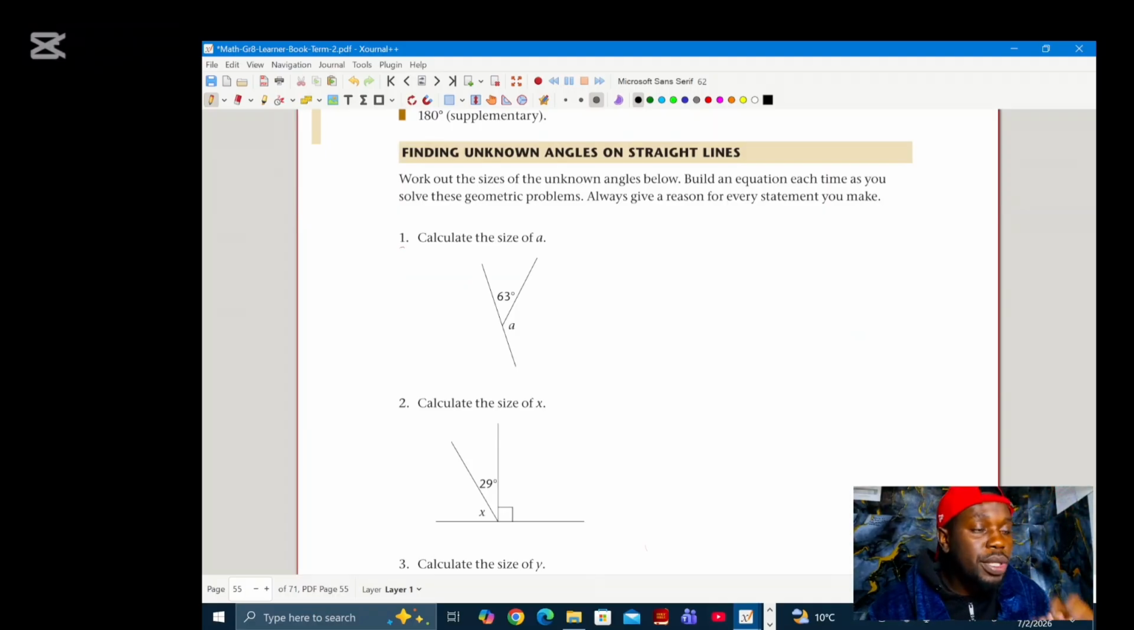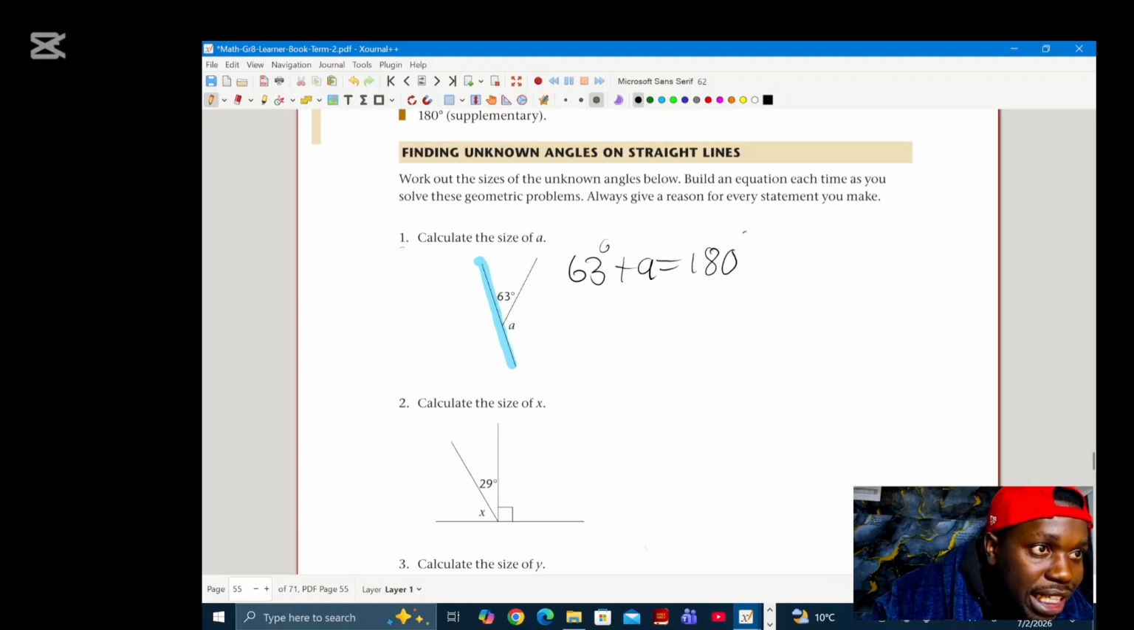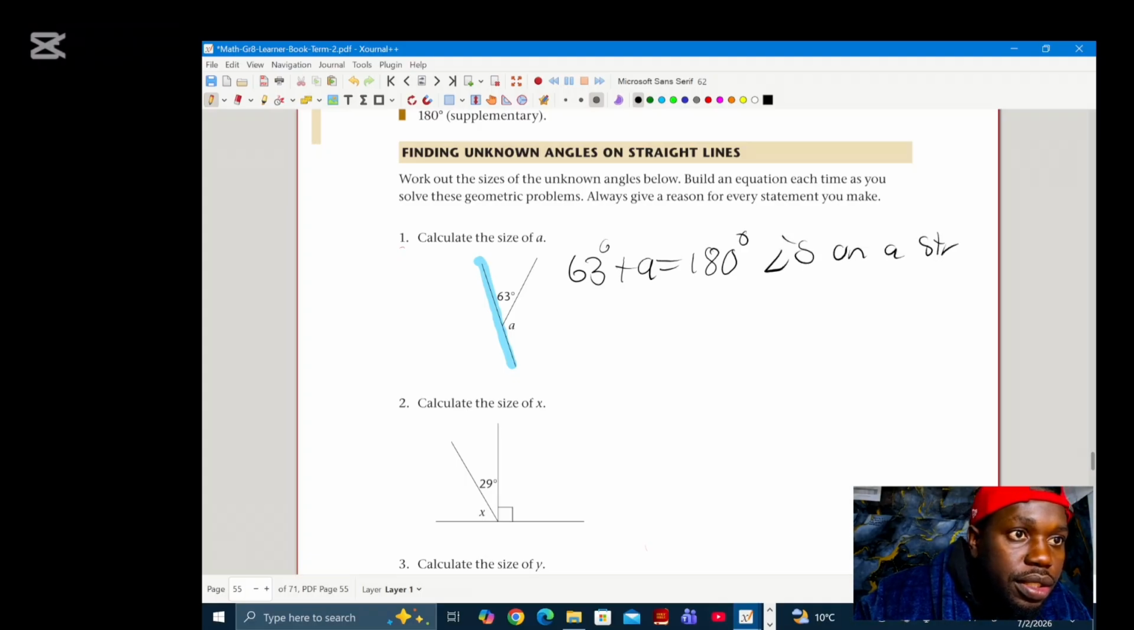So we are going to be solving for x and solving for unknowns using that law, which says angles on a straight line add up to 180 degrees. So if you look right here, they say calculate the size of A. You realize that this is a straight line, and the law says angles on a straight line add up to 180. So when you add 63 degrees plus A, you must get 180 degrees. And you must always give a reason. Our reason is angles on a straight line, people.